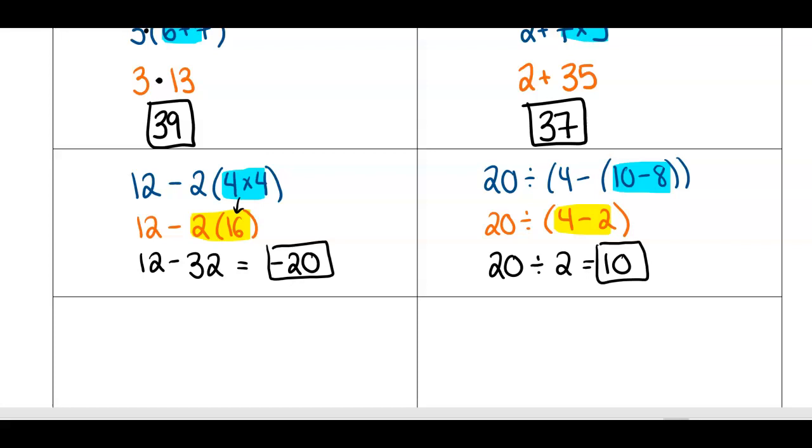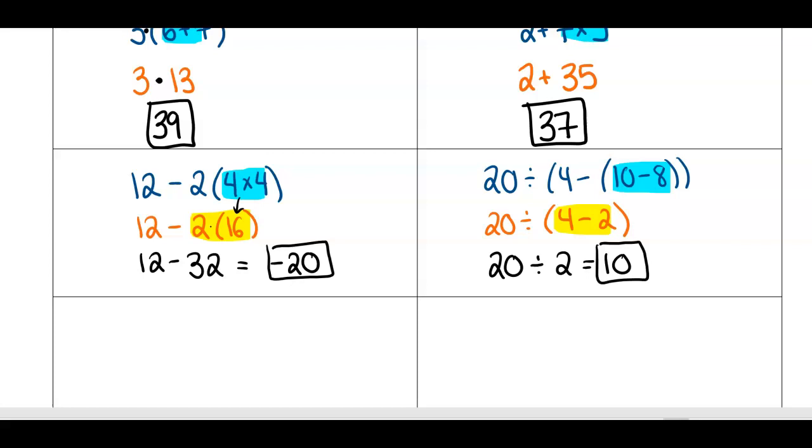Then this is multiplication since there's nothing in between it. Multiplication has to come before subtraction, so I did 2 times 16 next. 12 minus 32. It's like you have $12 and then you lose $32. So now you're in the negative $20, or in debt, if you will.